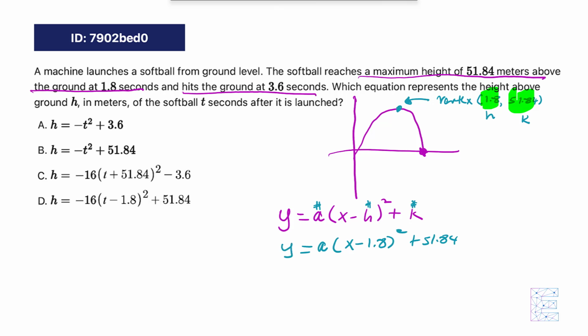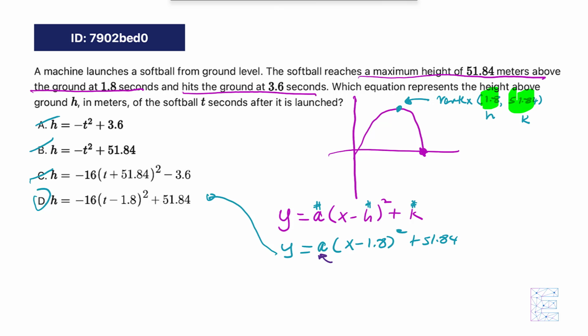And looking at these choices, yes, we need to find the value of a, but as a time-saving strategy, these are already out. We really have one possible answer. You look at the format, these are exactly the same format, so it's D. But I will show you how to figure out the value of a, because sometimes it may not be that easy to eliminate all the other answers.